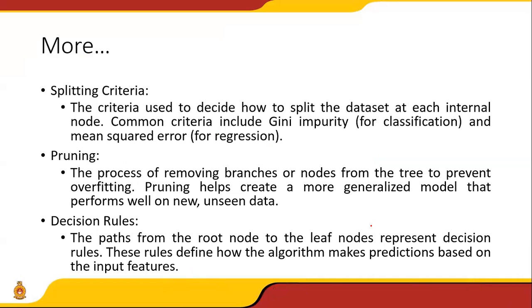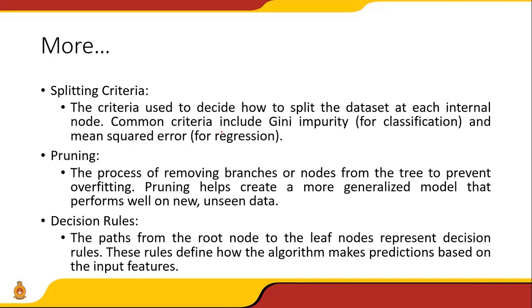We have different kinds of things like splitting criteria, pruning, and decision rules. Splitting criteria means how we are going to divide at each internal node. We have some criteria like Gini impurity and mean squared error. And for pruning, we can remove branches of the nodes from the tree to avoid overfitting. I'll discuss overfitting.